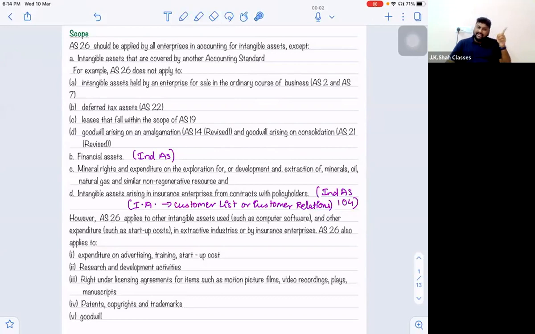So technically for HDFC or LIC, the customer relation that they have maintained with me is an intangible asset. And how to value it, you learn it in Ind AS 104 at CA final level. Sir, but how can it be an intangible asset? Yes, it is, because it is helping them to generate business for the future.